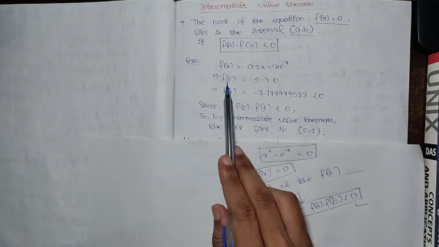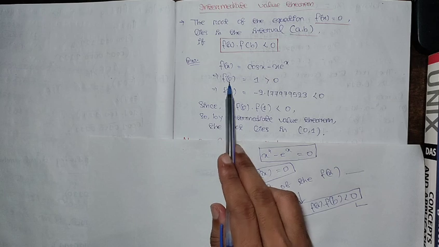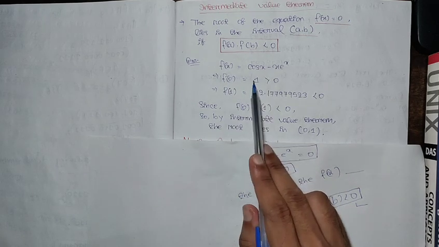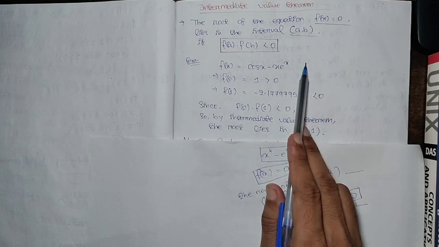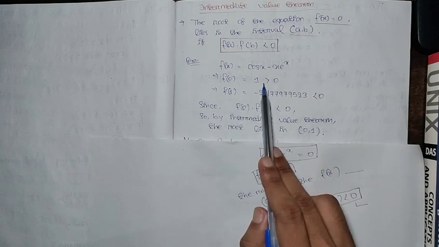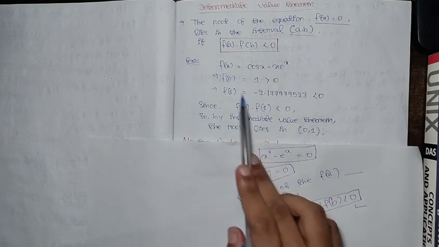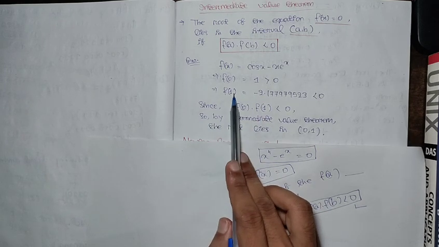Now put here f of 0. In place of x, put x equal to 0. So cos 0 equal to 1 and 0 into e to the power 0 is 0. So f of 0 equal to 1, which is greater than 0. Okay, so now put f of 1.